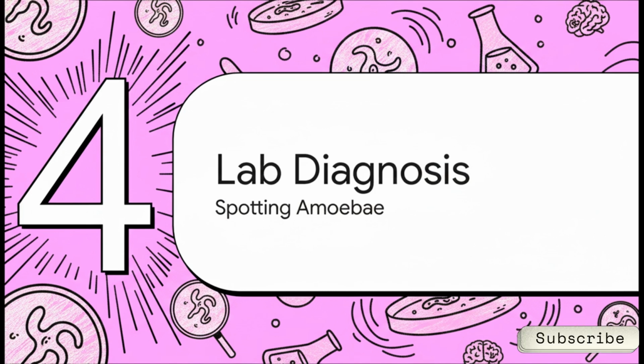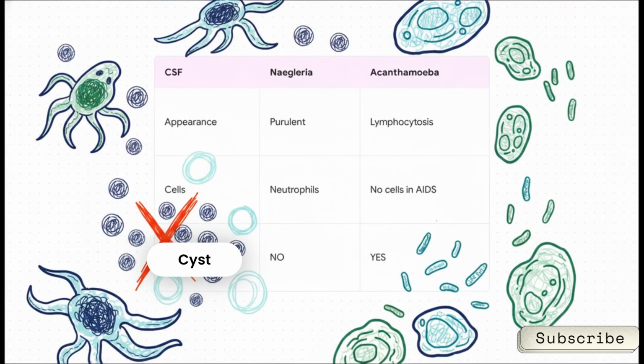Section 4, Lab Diagnosis. How do we quickly confirm this under the microscope? Your primary diagnostic tool is the cerebrospinal fluid. Let's compare the CSF findings closely. Naegleria mimics acute bacterial meningitis. The CSF is going to be thick and purulent, with a massive neutrophil count, often over 20,000. But crucially, you will see absolutely no cysts in the CSF with Naegleria.